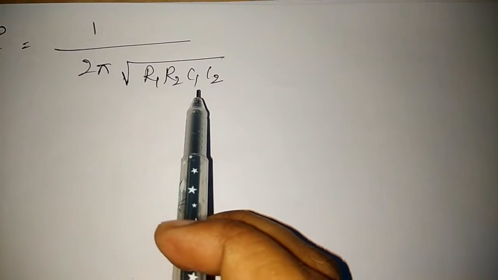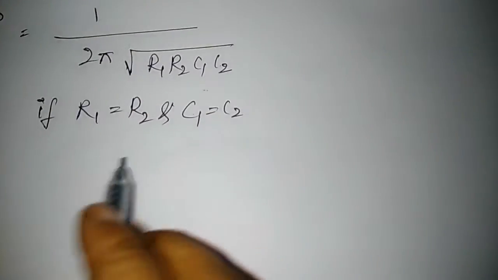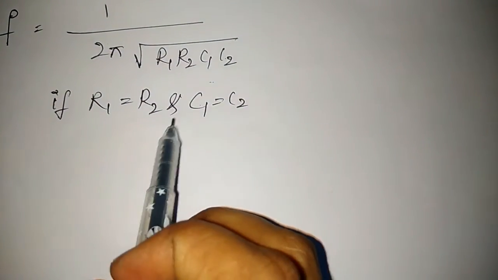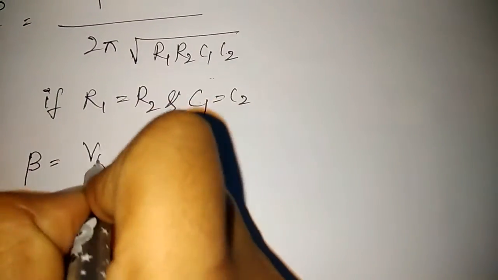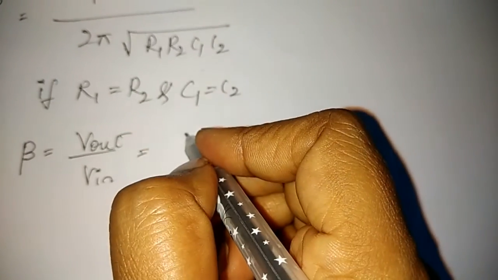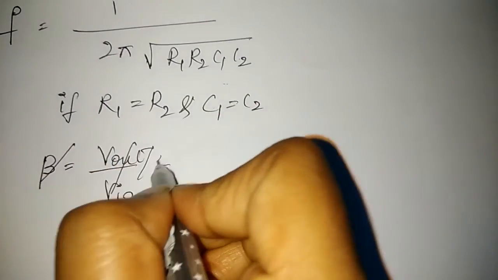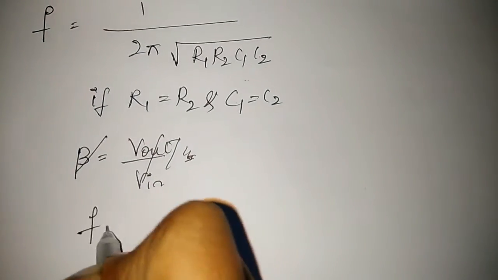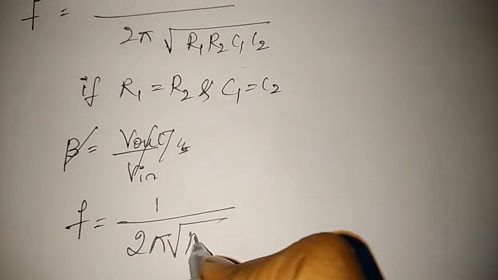In case if we take R1 is equal to R2 and C1 is equal to C2, then we'll get beta equal to V out divided by V in, which will be, yeah, not this. So we'll get f is equal to 1 divided by 2 pi root of RC.